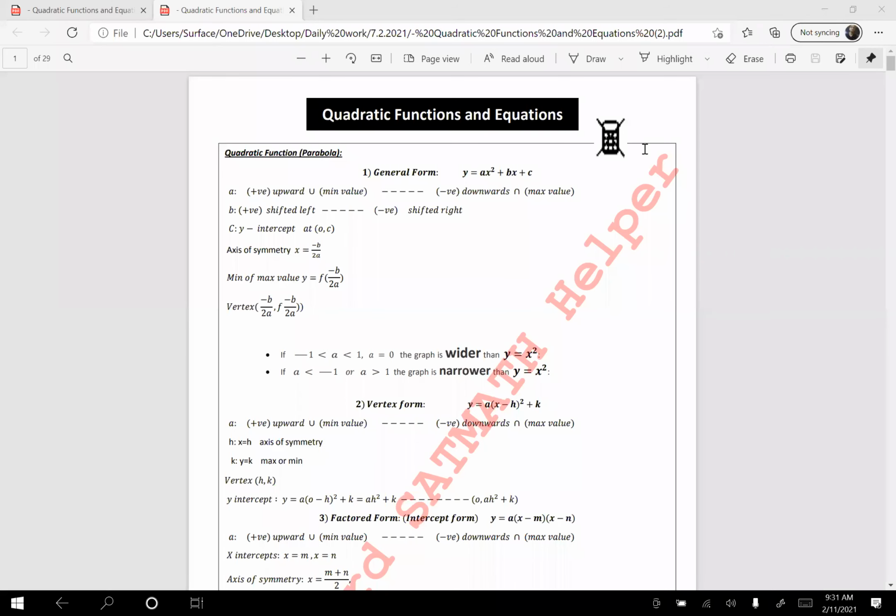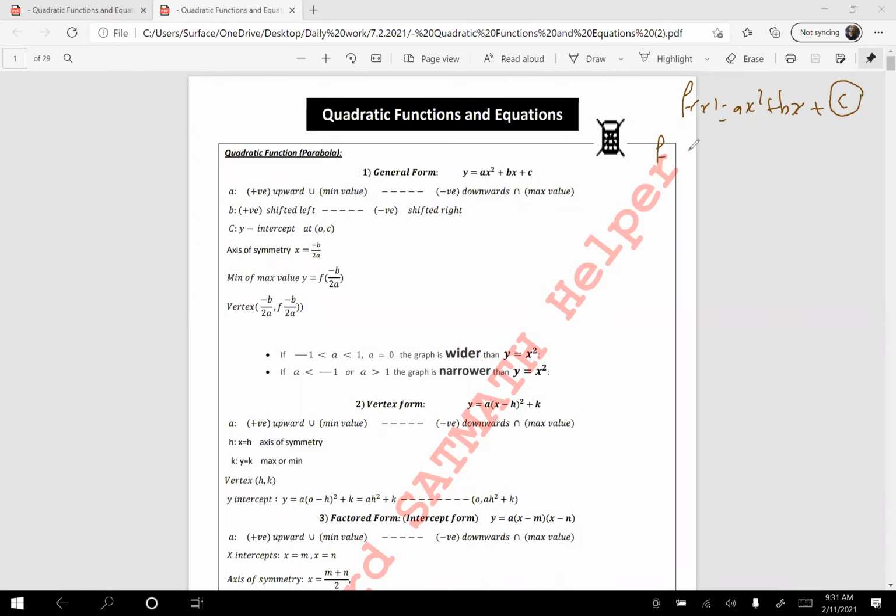This is a very important topic in SAT, which is the quadratic function and the quadratic equation, okay? The quadratic function has three forms. One of them is f of x equals ax squared plus bx plus c. This is called general form or y-intercept form. Why do we say y-intercept form? Because we can find the y-intercept directly without doing any operation.